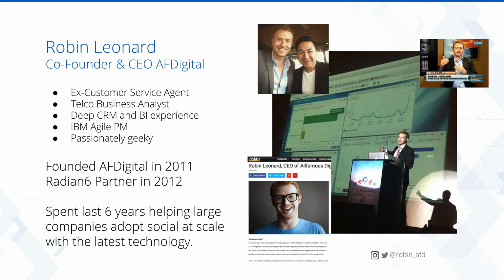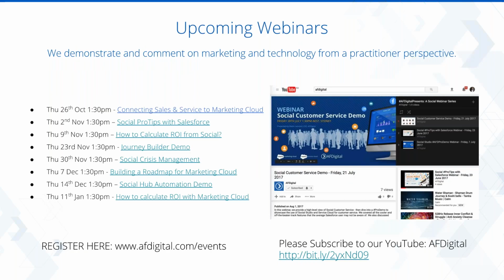I later went on to work with IBM as an Agile PM and did a lot of BI project work and also CRM as well. So I've got a really strong passion for customer technology, but also the analytics and the data that goes behind that. I founded AF Digital with a partner in 2011. And we actually became a Radian6 partner in 2012. So we've been practitioners with social using the latest technology for a long time. And I've spent the last 6 years helping these large companies adopt social at scale all across Asia.